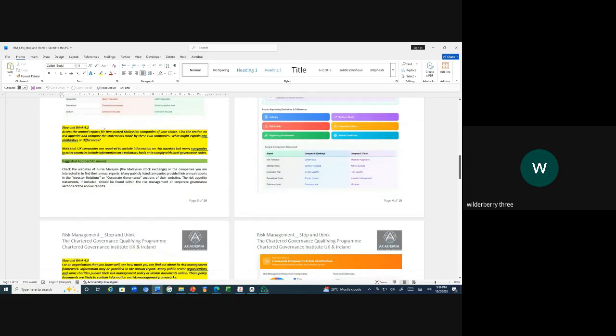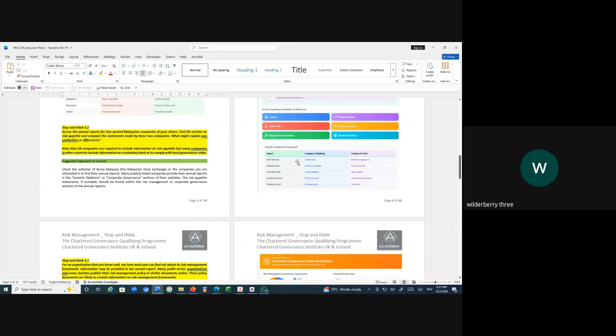So stop and think. Access the annual reports of two quoted Malaysian companies of your choice. Find the section on risk appetite and compare the statements made by these two companies. What might explain any similarities or differences?